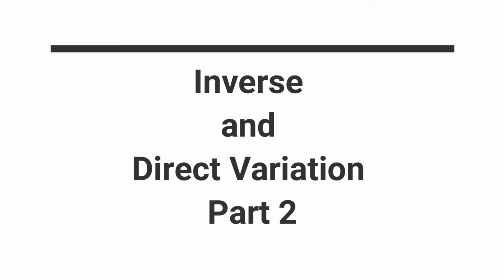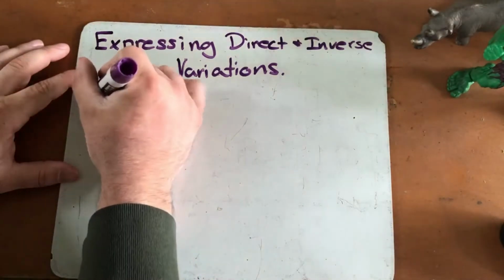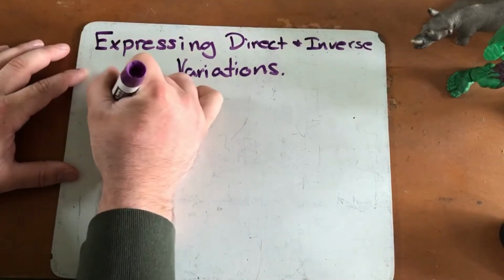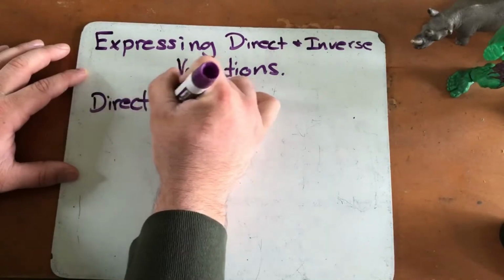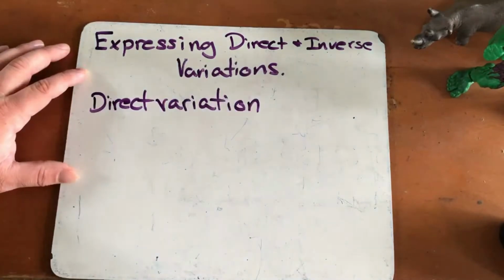Inverse and direct variation, part 2. Today we're going to look at expressing direct and inverse variation using symbols. All right, so to start with, let's look at how direct variation can be represented using symbols.